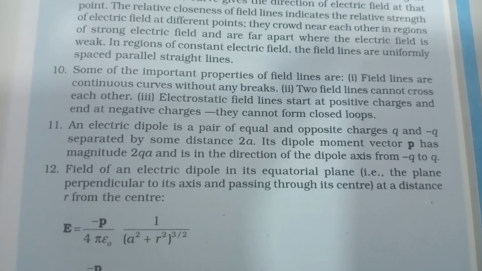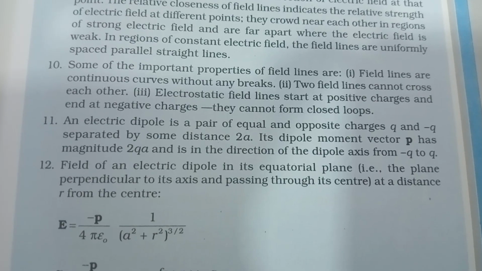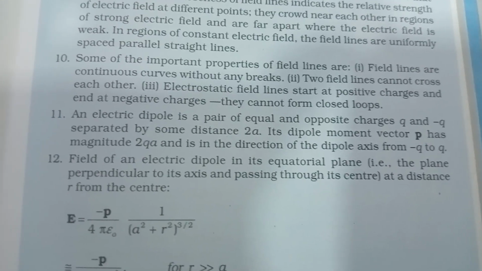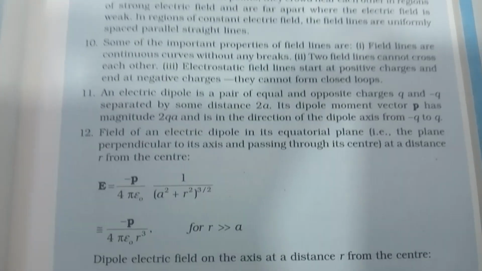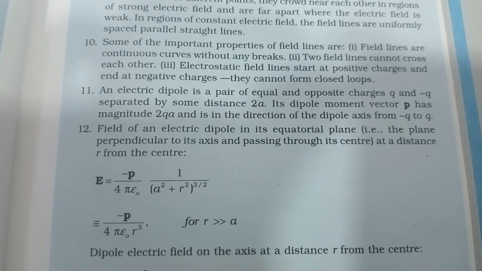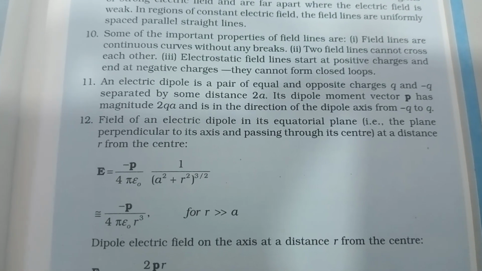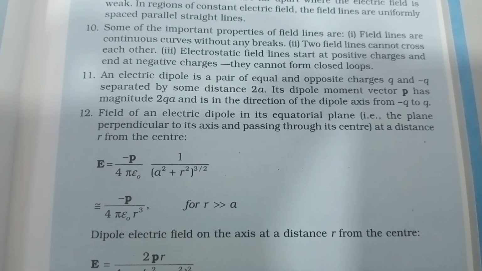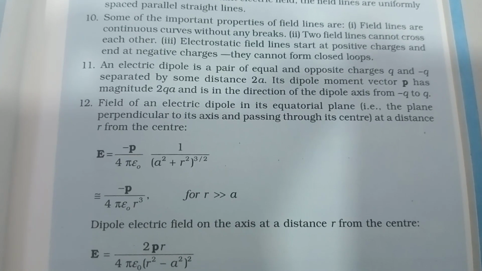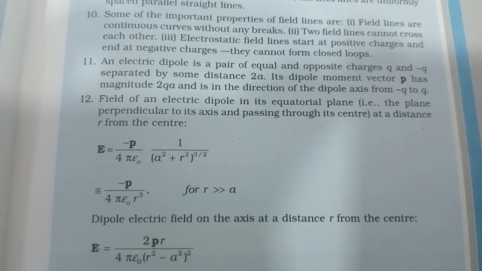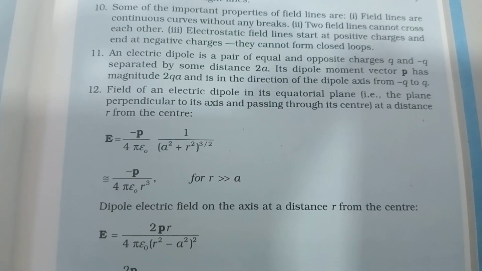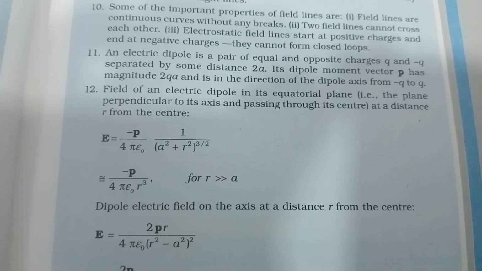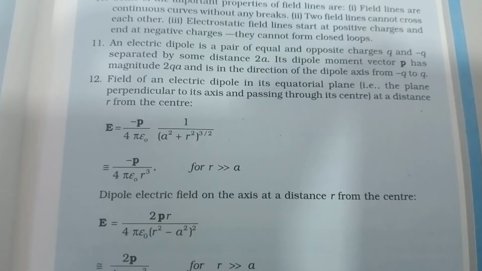In regions of constant electric field, the field lines are uniformly spaced parallel straight lines. Some of the important properties of field lines are: they are continuous curves without any breaks. Two field lines cannot cross each other. Electrostatic field lines start at positive charges and end at negative charges. They cannot form closed loops.